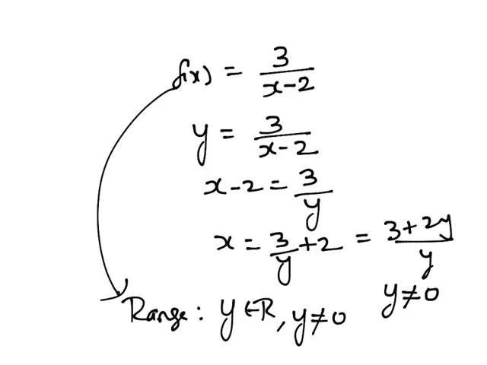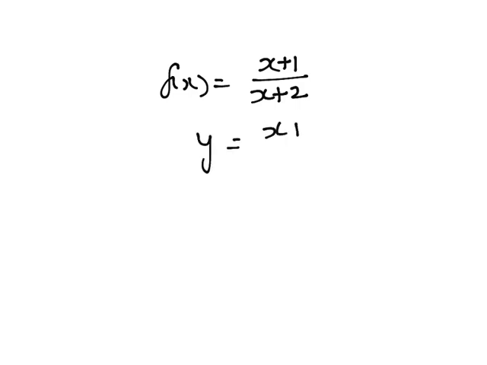Okay, another example, f of x equal to x by x plus 2, or let me take (x plus 1) by (x plus 2). Here the domain is all real numbers except minus 2. Why not minus 2? Because the denominator will become 0. Okay, let me find the range. So y equal to (x plus 1) divided by (x plus 2). So you need to make x the subject.